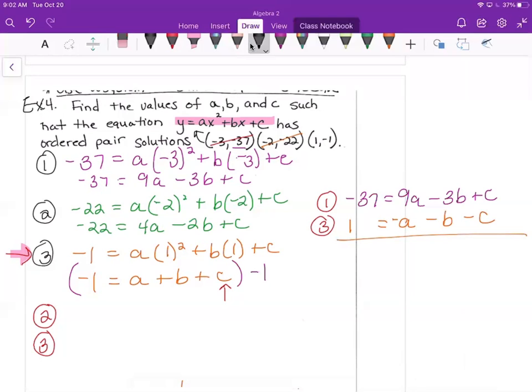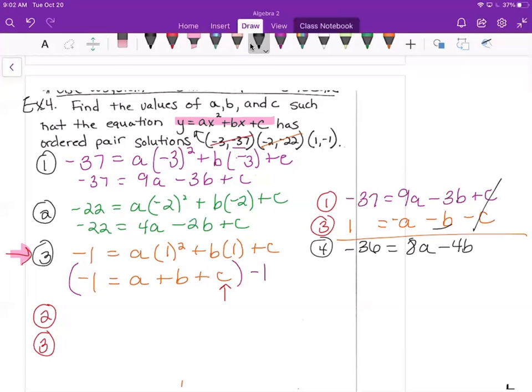-37 plus 1 is -36. 9 minus 1 is 8. -3 minus b is -4b. And the c's are going to cancel each other out. And we said on Friday, number your new equations 4 and 5. So this one is equation 4. We're going to go ahead and write down equation 5.